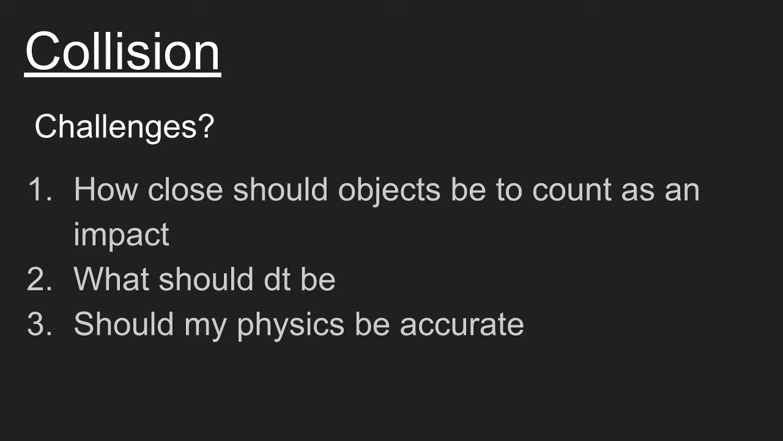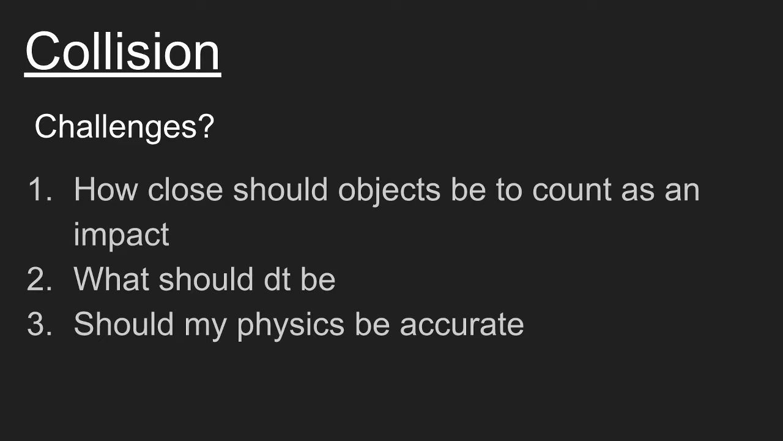And so what you find is because you're skipping over portions of time, you may not actually hit that exact point when objects collide exactly. So I had to mess around a little bit with the actual dt, how accurate or how fast I wanted my universe to move, and then how close objects should be in order to count as a collision. And so that leads to the next thing, what should dt be?